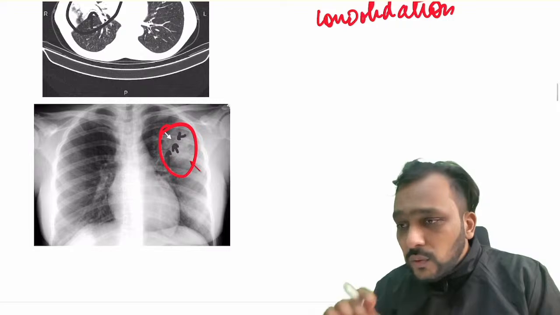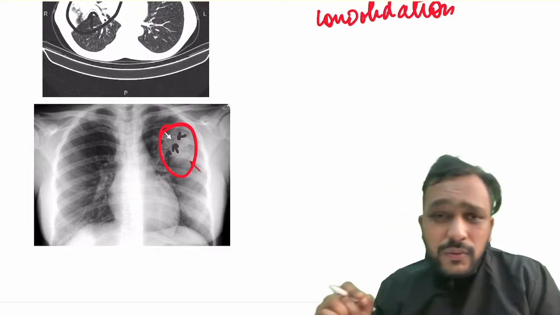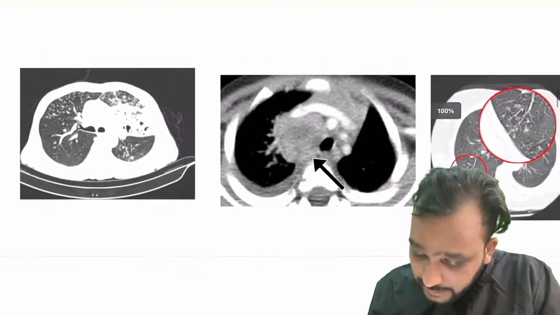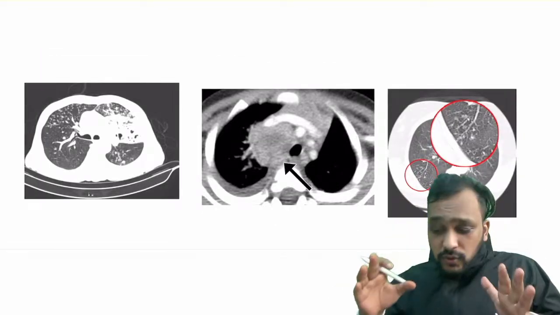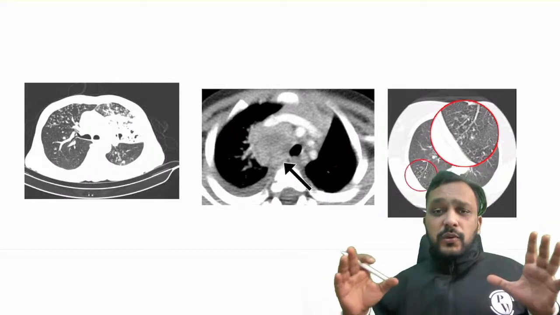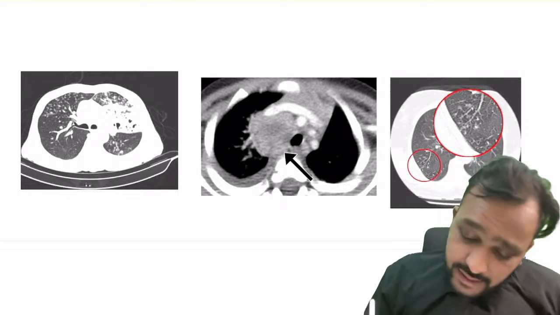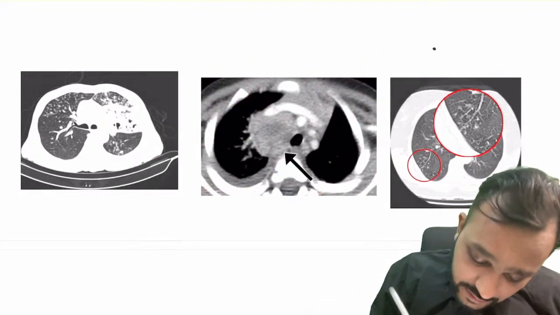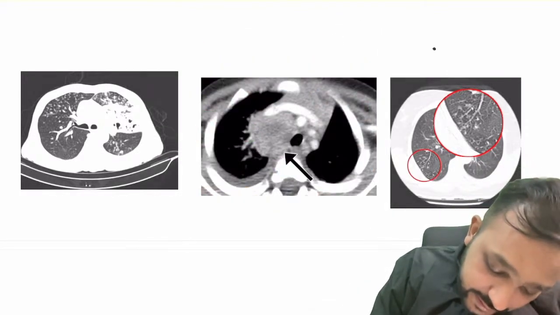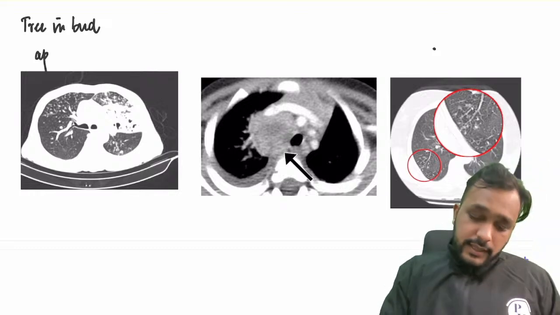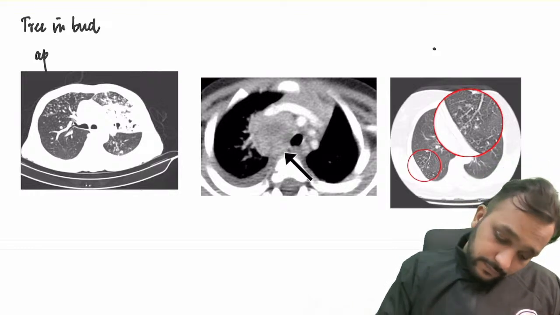And what is the name of the sign? No, this is not ABPA. In ABPA we are going to see central bronchiectasis. So that is also what we are going to see. Another very common infection in India is tuberculosis. What are the important signs in tuberculosis as far as radiology is concerned? On the NCCT chest images we are going to see tree in bud appearance of the nodules.